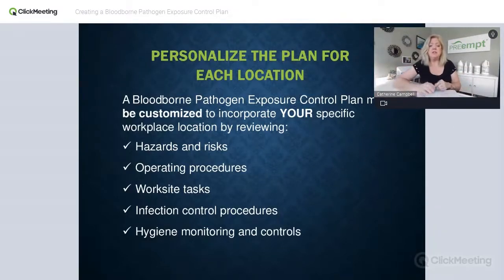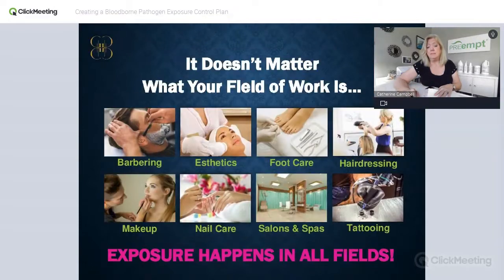A bloodborne pathogen exposure control plan must be customized to incorporate your company's specific workplace location by reviewing the hazards and the risks, operating procedures, work site tasks, infection control procedures, and hygiene monitoring and controls. And it doesn't matter what your field of work is. Exposure happens in all fields. Don't think that it doesn't.